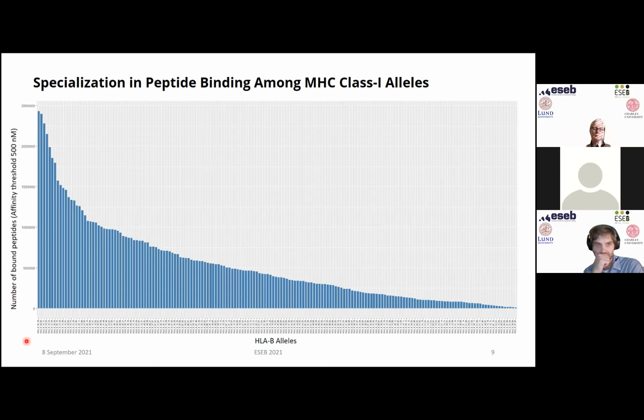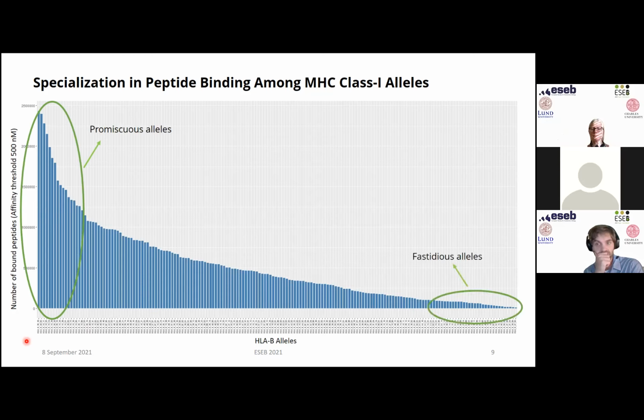Of course, the variation is really interesting, and we have alleles on one hand that bind a really high number of peptides, which we call the promiscuous alleles, while on the other hand we have these fastidious alleles which bind a small number of peptides. And the question that comes to mind is how these fastidious alleles can be maintained in the populations while their promiscuous counterparts bind a much higher number of peptides and potentially provide resistance against more diverse pathogens.